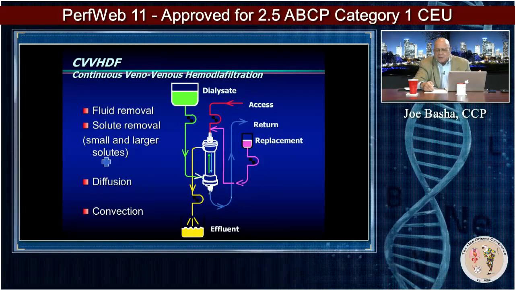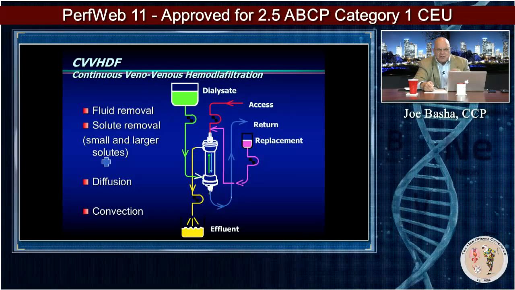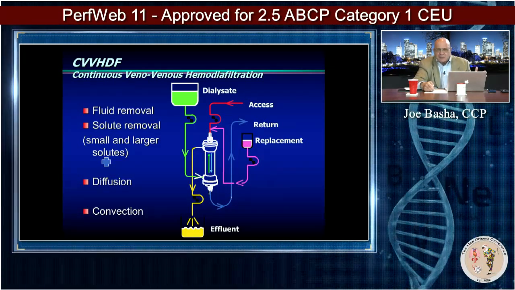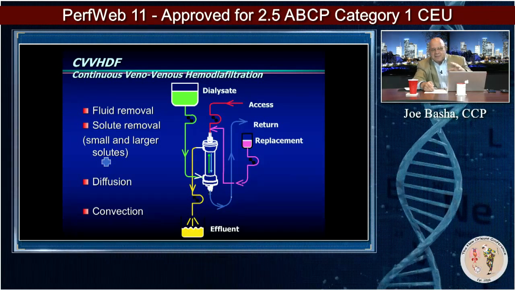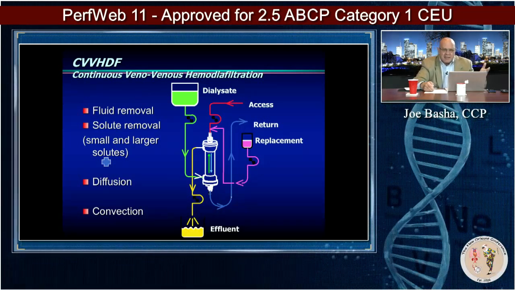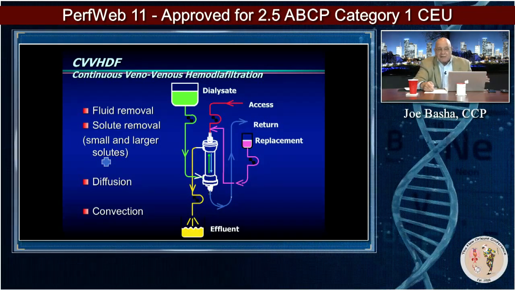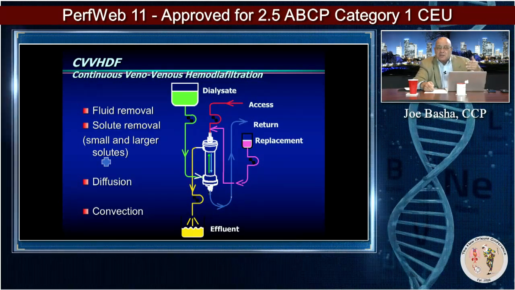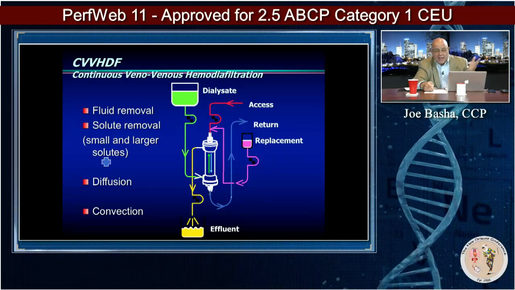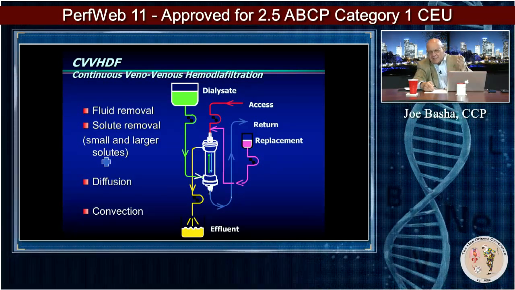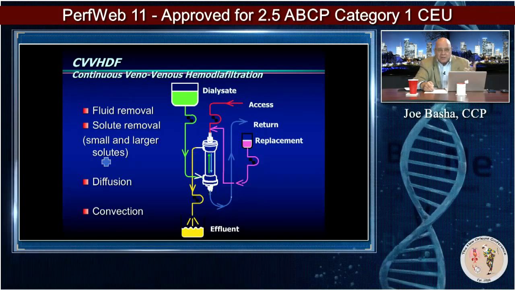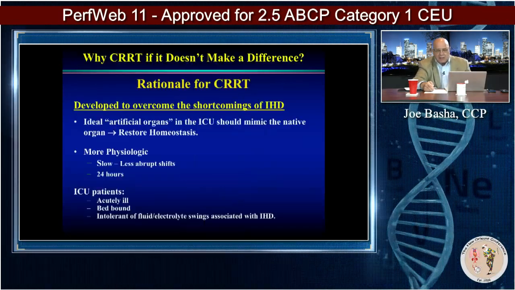But of course, if you're using CVVH, if you're using convection, you are removing all of the small and large molecules. It's not differentiating and only taking the large ones. It's taking them all. If it's in the plasma water, it's coming out. That's up to 50,000 Daltons, keeping that in mind. Albumin is higher than 50,000 Daltons, and therefore that's why you only remove plasma water, you don't remove plasma, right? We all know that already.